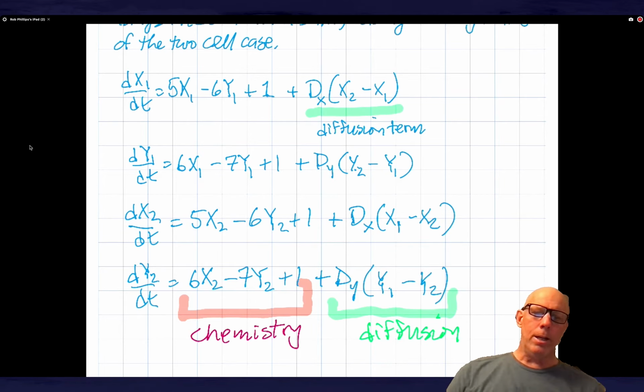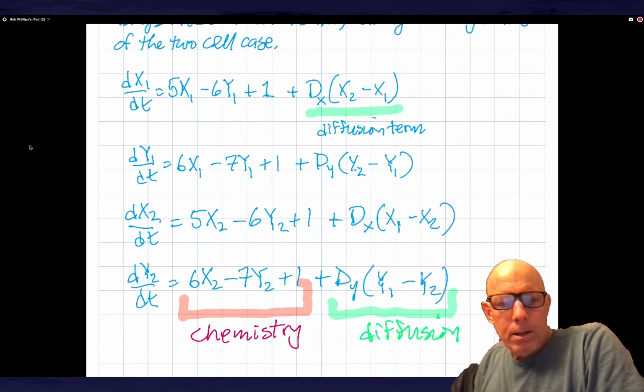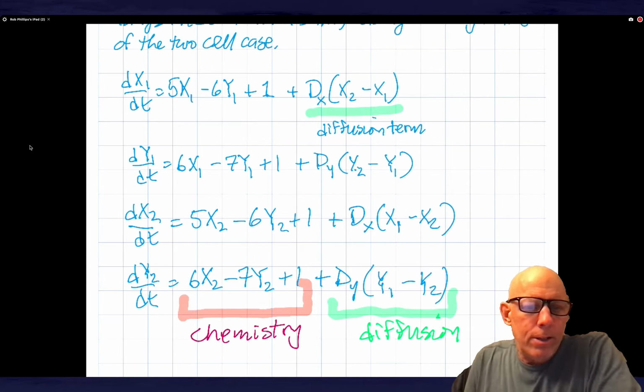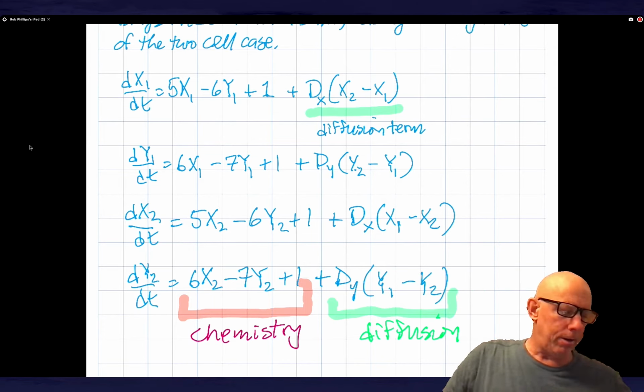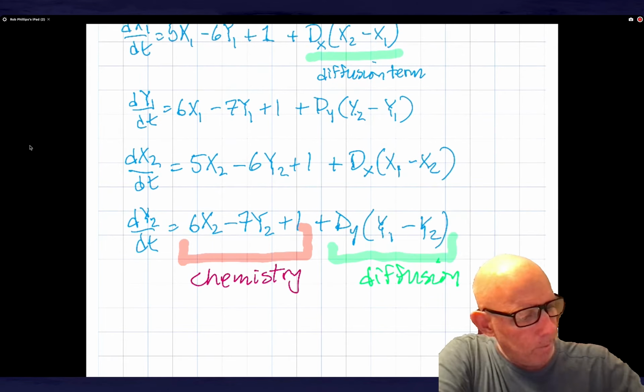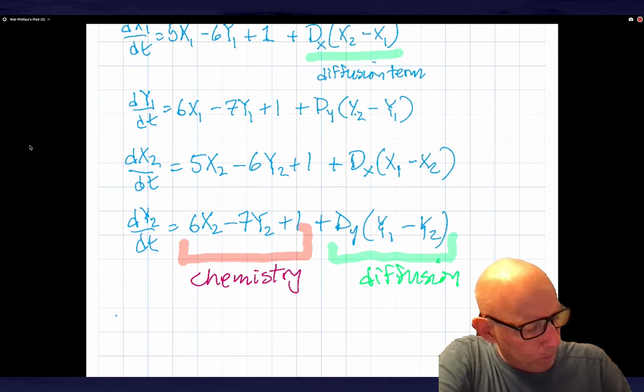And the question we are going to ask is whether or not this system is stable or unstable. The key tuning parameter that we will exploit here is the ratio of dx to dy. In other words, the difference between the diffusion in the x species and the diffusion in the y species is what Turing discovered is the key parameter of interest.